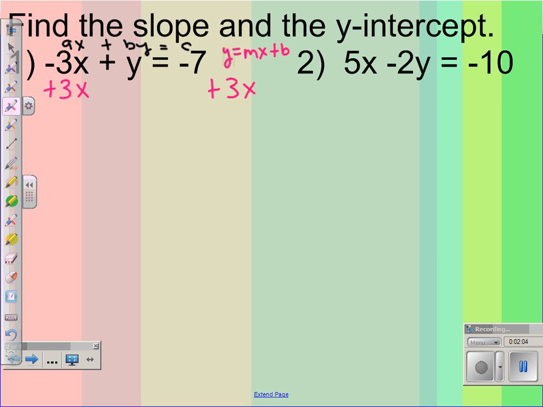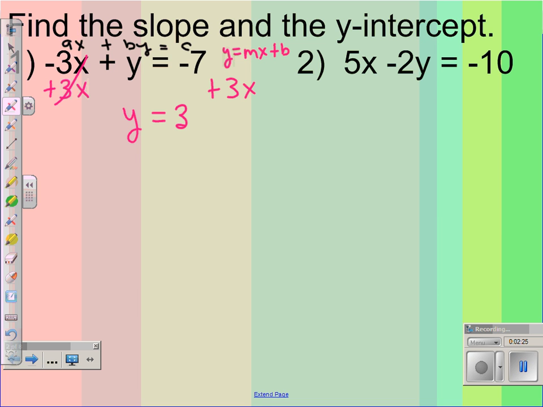Notice that I'm writing the plus 3x away from the negative 7 because I can't combine a negative 7 and a positive 3x. That's really important. Once again, I can't combine negative 7 and positive 3x because they aren't like terms. That's going to go away. All that's left on the left is y. I keep my equal signs lined up.